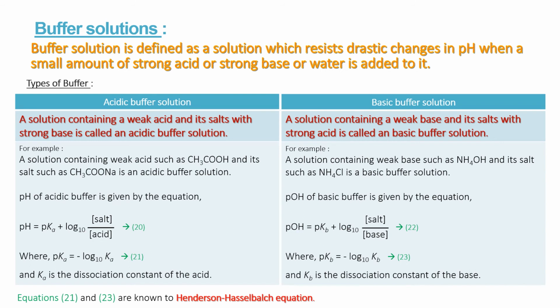Now, equation number 21 and equation number 23 are known as the Henderson-Hasselbalch equation. So in this way, a buffer solution is one which resists the drastic change in pH of a solution, and there are two types of buffer: acidic buffer and basic buffer. For an acidic buffer we require a weak acid and its salt with a strong base, and for a basic buffer we require a weak base and its salt with a strong acid.